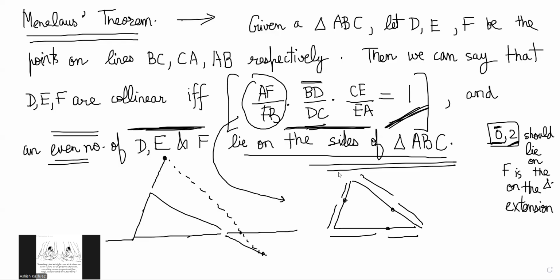So remember, Ceva's theorem is about concurrency of 3 Cevians, and it can be used to prove concurrency of any 3 Cevians. And Menelaus's theorem is about 3 points lying on the sides of a triangle, could be inside the triangle, could be outside the triangle, whether those 3 points are collinear or not, right? I hope that much is clear to everyone.